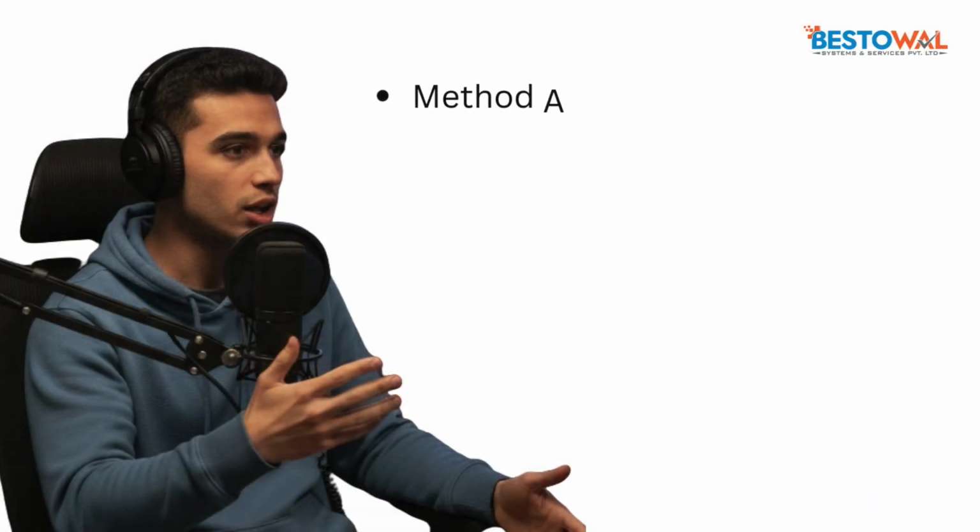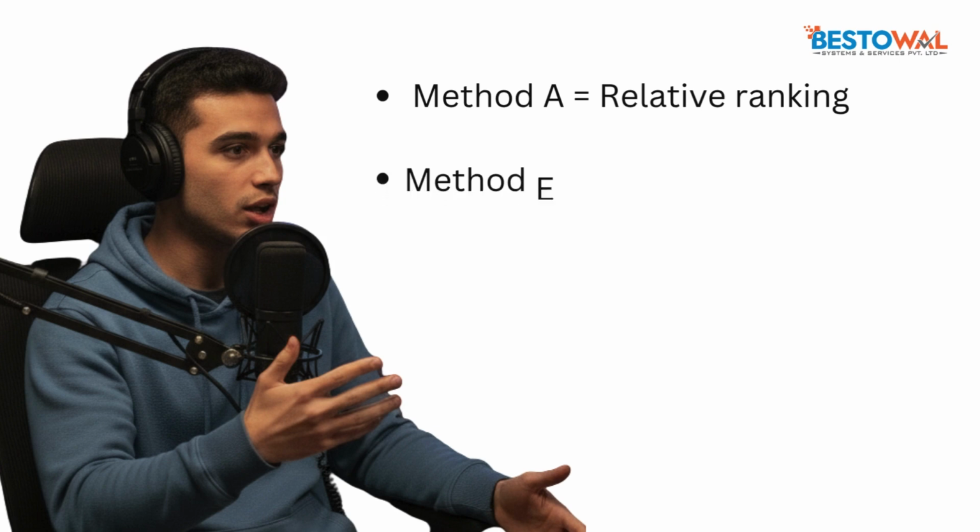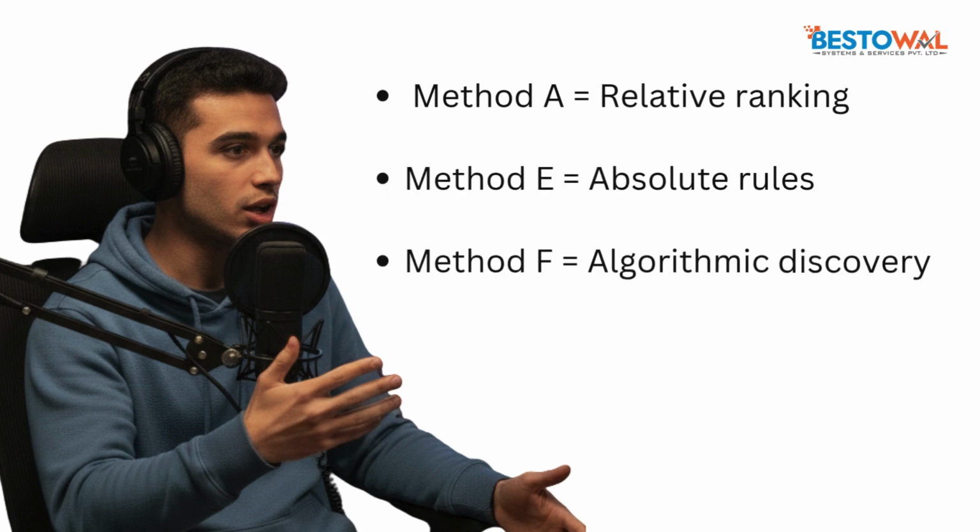So it finds the natural breaks in your data. Essentially, yes. It's useful if you're not sure what the right threshold should be, or if you suspect there are natural groupings in your product portfolio that aren't obvious. It's more of a data discovery approach to segmentation. Interesting. So method A is relative ranking, method E is absolute rules, and method F is algorithmic discovery. Okay, that covers the value side.